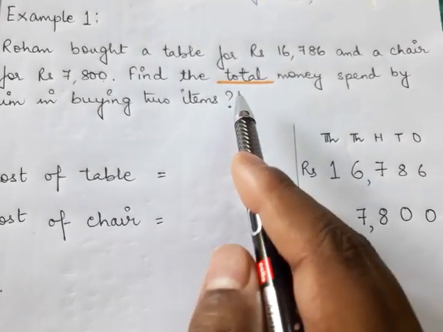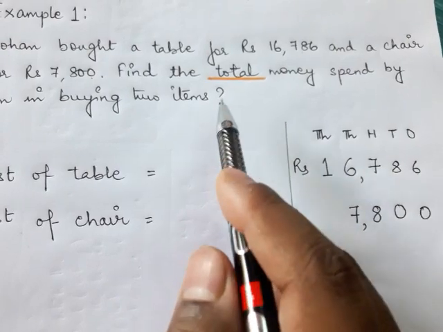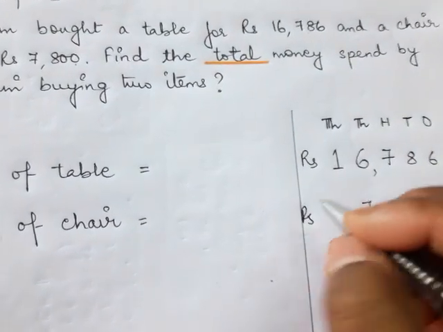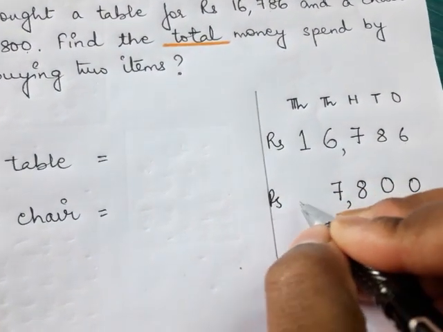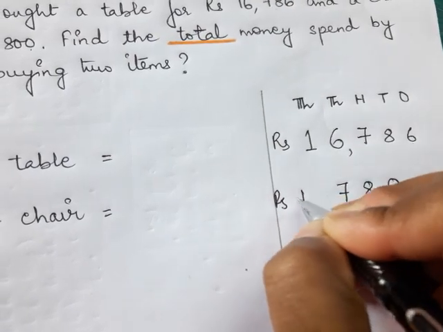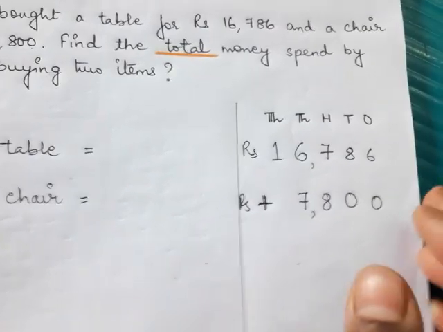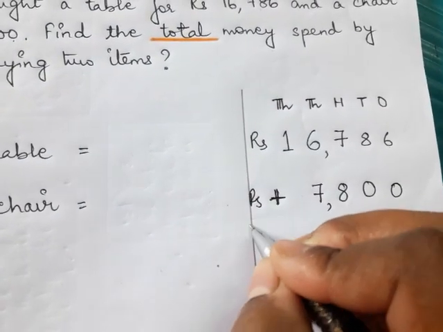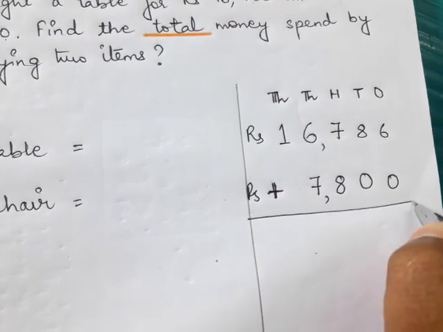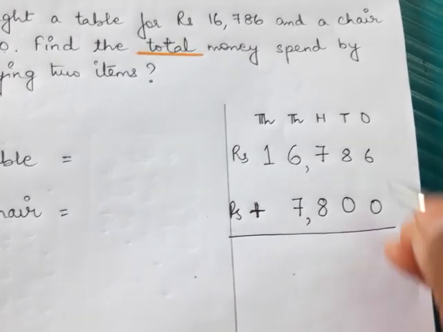So here I have to find the total. That means it is to add. So I'll put an addition sign here. You may put it here also. Depends. Okay. Now I will be adding it up. 6.